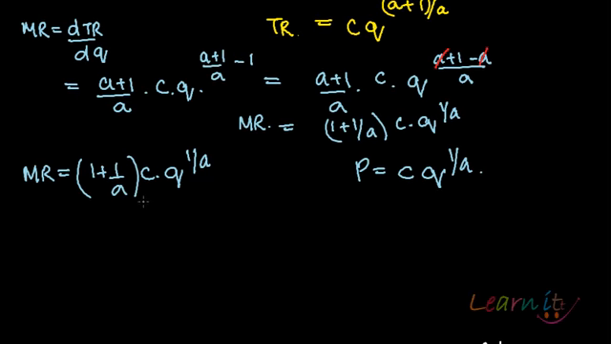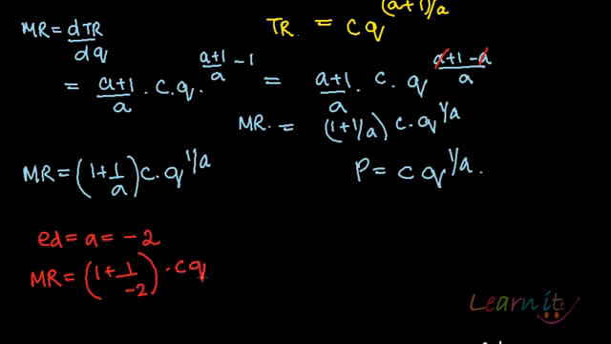Now, in case the elasticity, which is nothing but equal to a, is say minus 2, then in that case your MR would be 1 plus 1 upon minus 2 into c into q to the power 1 upon minus 2. So simplifying this, you'll get 1 minus 1 by 2, which is 1 by 2, into c into q to the power minus 1 by 2.